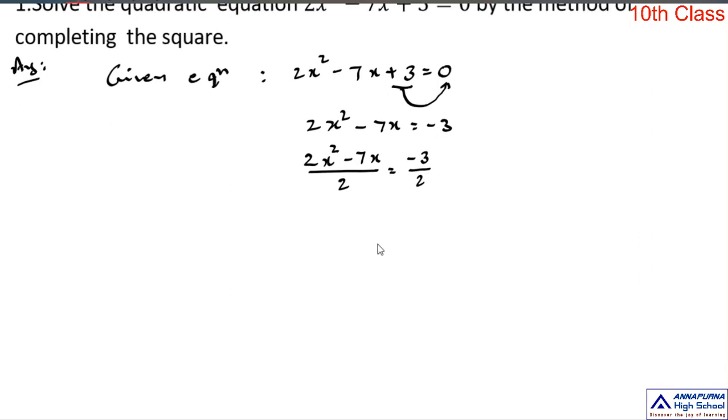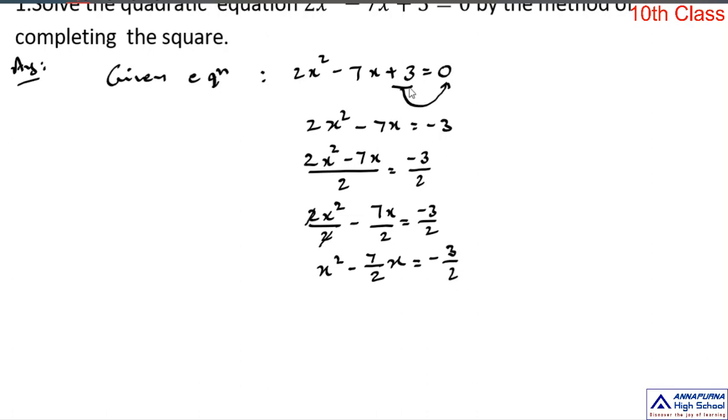Now split the denominator of the left side over the two terms of the numerator. That means 2x square by 2 minus 7x by 2 is equal to minus 3 by 2. Now cancel 2. That implies x square minus 7x by 2, which you can write as 7 by 2 into x, is equal to minus 3 by 2. So this is our second step.